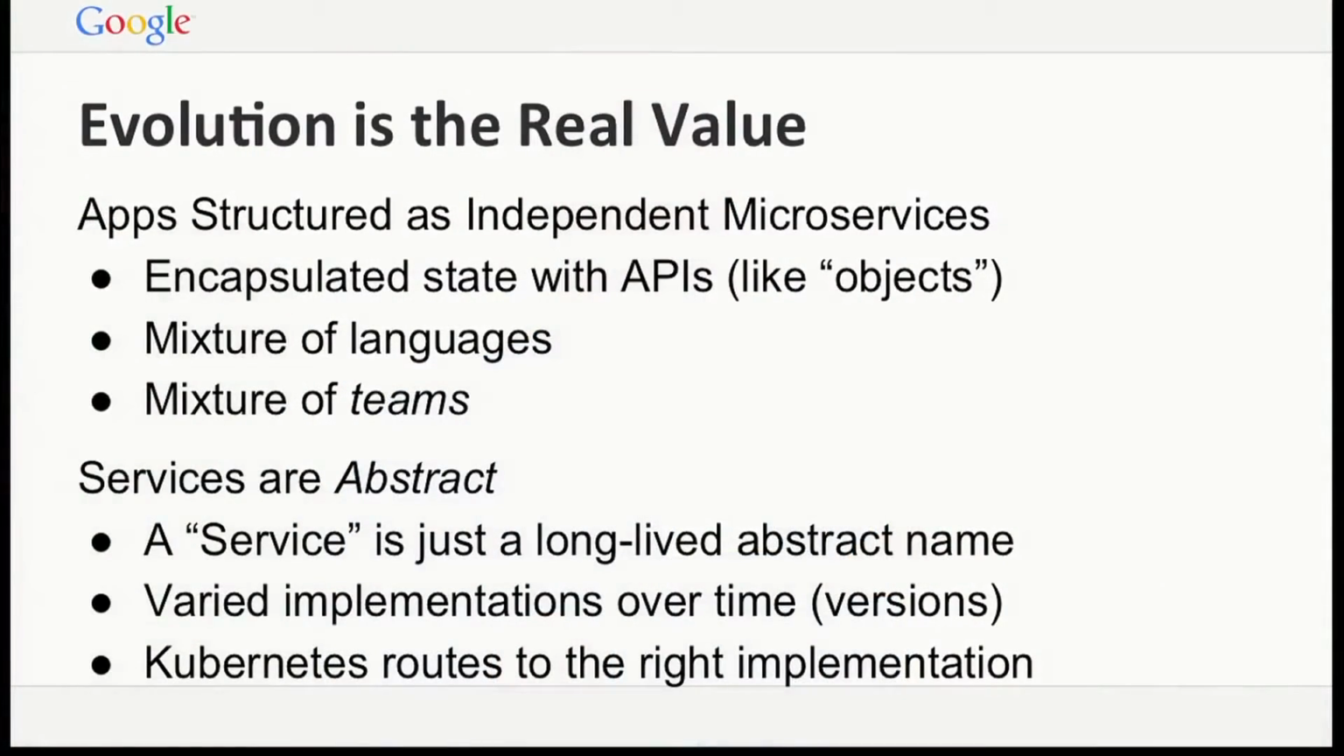And of course, the key to this, especially for high availability, is that a service has to be this long-lived thing. And so what is a service actually? I would say the only thing that matters is that a service is a long-lived name. The name has to survive essentially forever. And what it maps to changes over time. That's the key: we're going to remap the same name to many different implementations over time. And what Kubernetes does essentially is make sure that the traffic you have goes to the right version or even can be split among multiple versions.